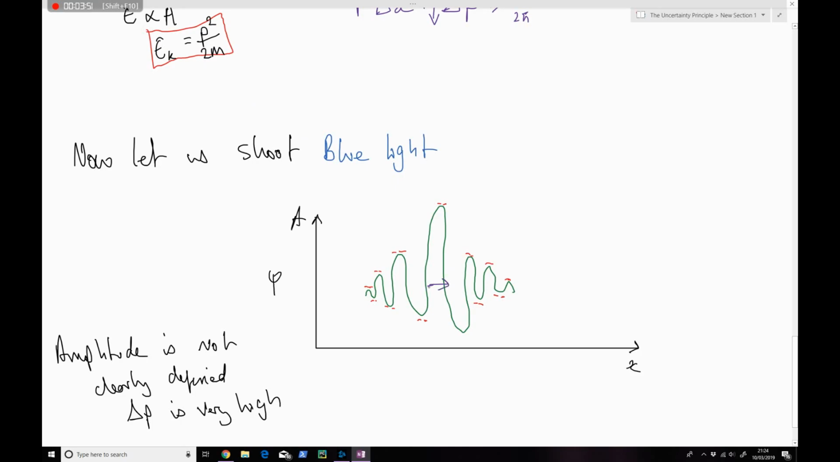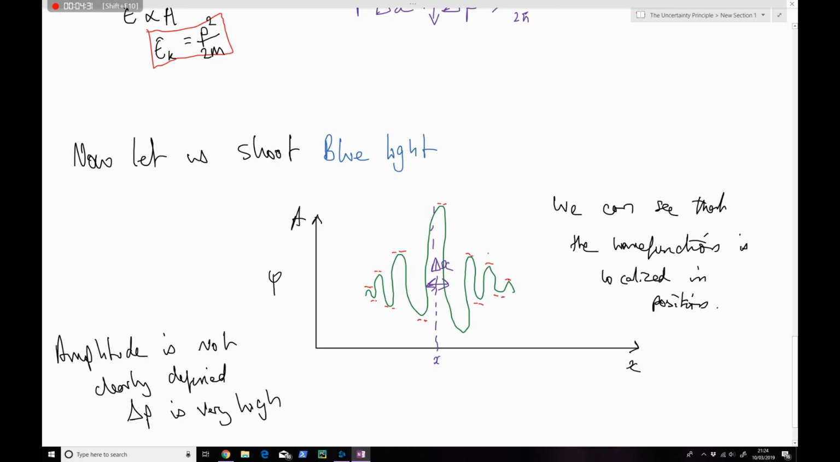We should be able to accurately pinpoint the electron being somewhere in this region here. So even though we were not able to pinpoint the momentum with precision, we can see that the wave function is localized in position.